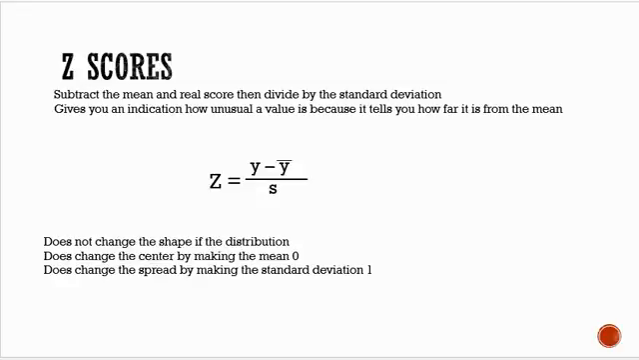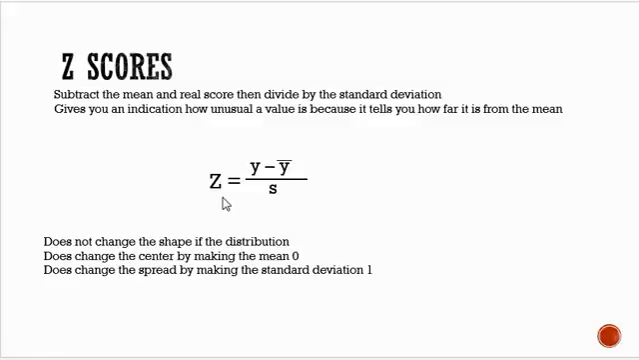Z-scores. You need your standard deviation in order to find your z-scores. So you're going to subtract the mean from the real score, then divide by the standard deviation. It gives you an indication of how unusual a value is because it tells you how far it is from the mean.